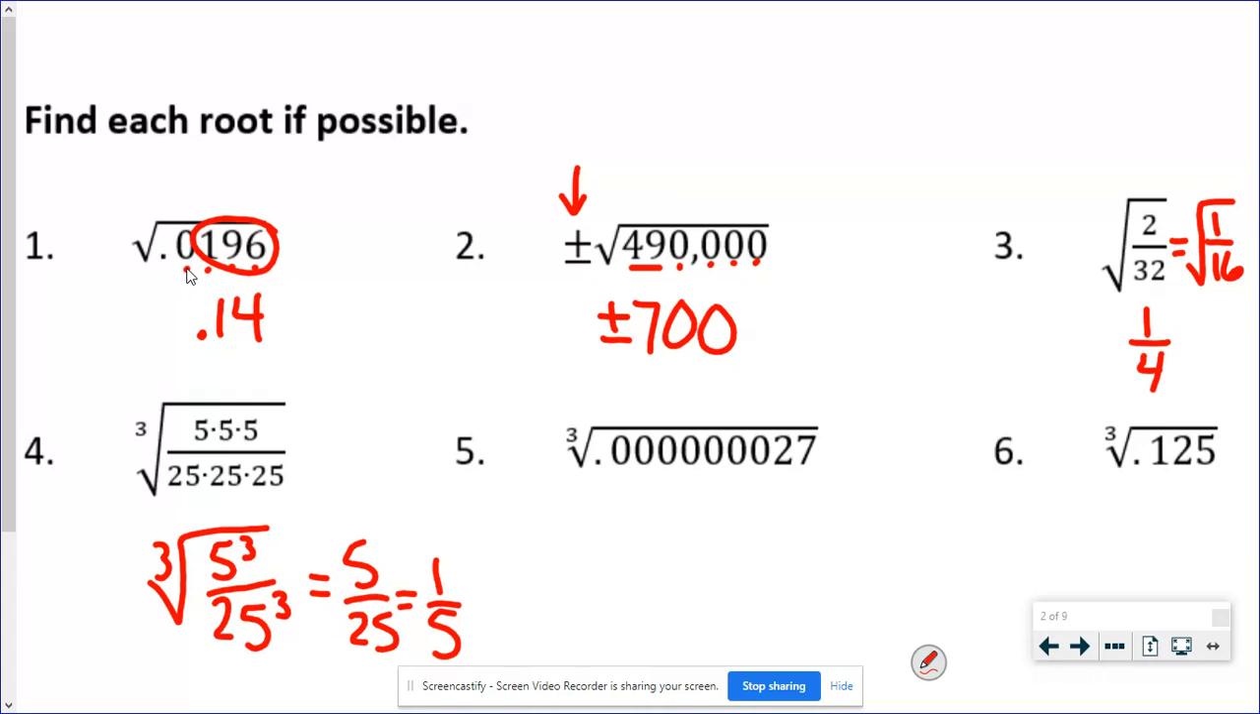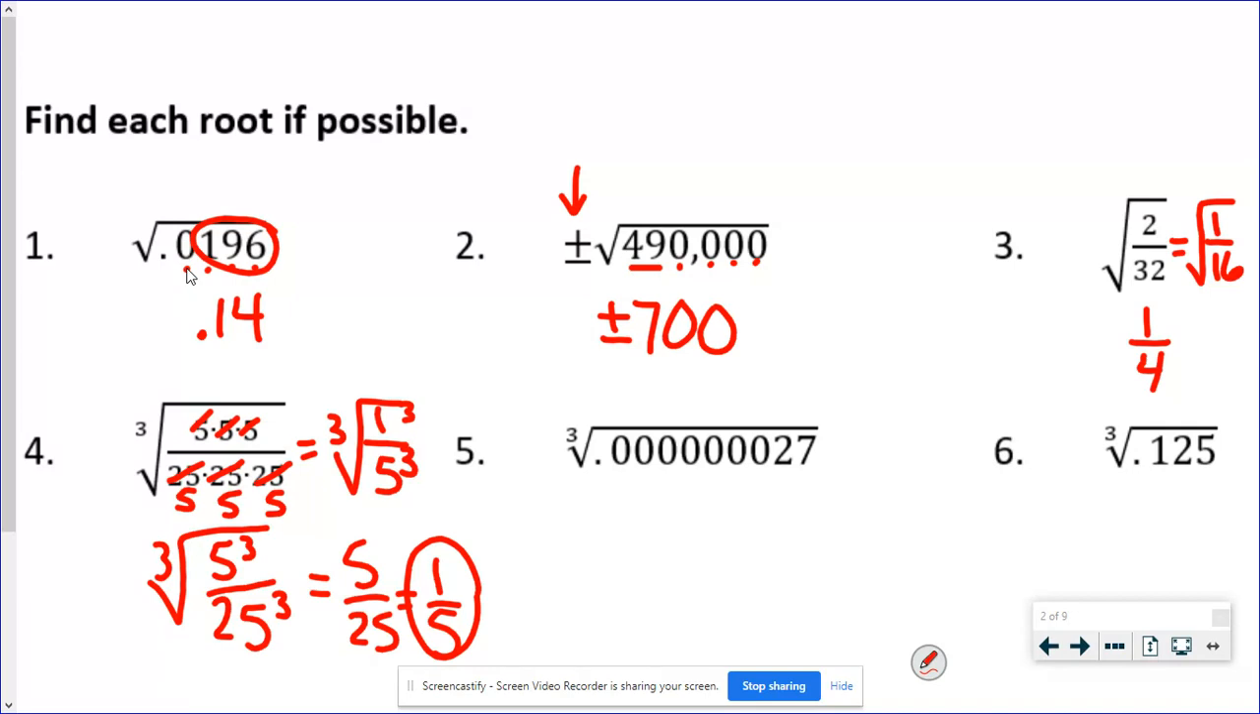Now here's the other option. In the problem, I could have simplified this 5 with this 25, that'd be a 5. And then this 5 with this 25, that'd be a 5. And then this 5 with this 25, and that'd be a 5. And there's other ways to do that. But then I would have the cube root of 1 over 5 cubed. And again, that could even be 1 cubed over 5 cubed, which would give me this same answer right there.